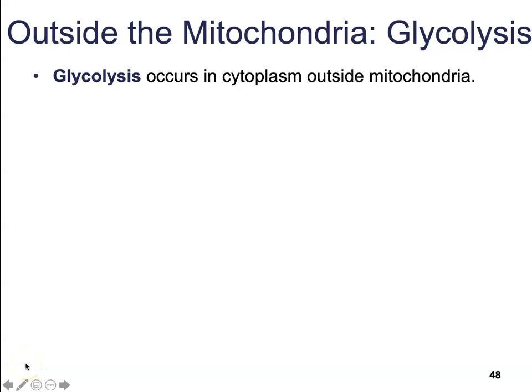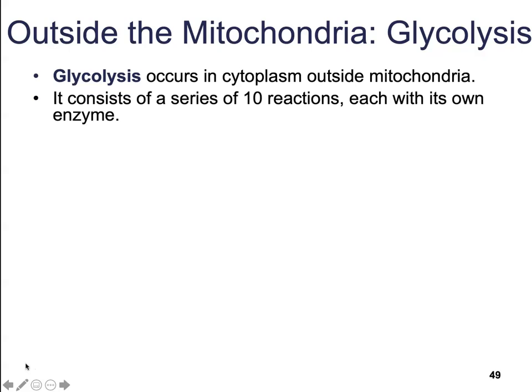All right, next up we're going to talk about what happens outside of the mitochondria. So we're going to break down glycolysis just a little bit more, and then we'll go into the process of fermentation. Glycolysis occurs in the cytoplasm, but outside of the mitochondria. It consists of a series of 10 reactions, each with its own enzyme.